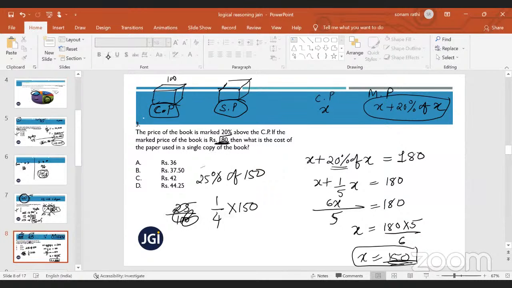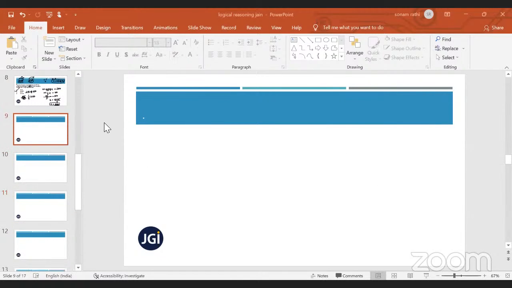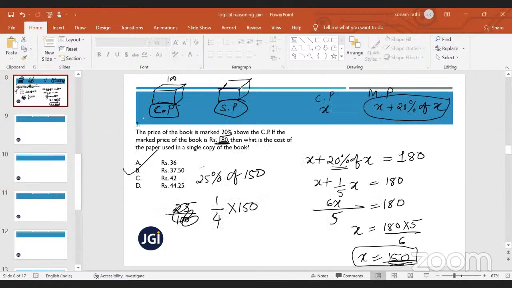Yes, everyone is giving me the correct answer. Perfect. The answer is option B. Got it? So did you get the logic between cost price and selling price? In order to gain profit, any shopkeeper will keep the price slightly more than the cost price, right? Okay, let's move to the next question.